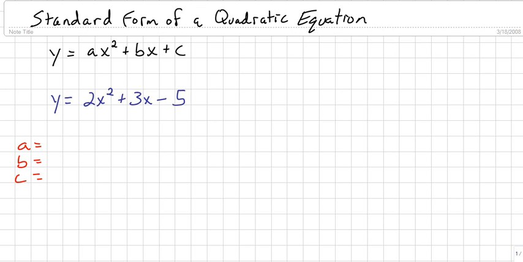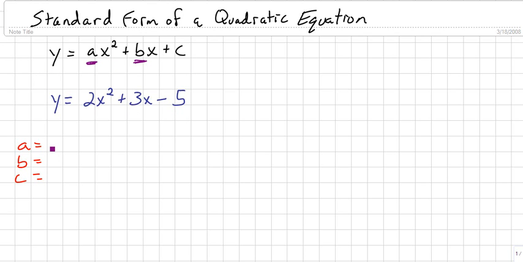Alright, the standard form of a quadratic equation is y equals ax squared plus bx plus c, where a represents the leading coefficient in front of the x squared, b represents the coefficient in front of the normal x raised to the first degree, and c is the other coefficient that is matched up.